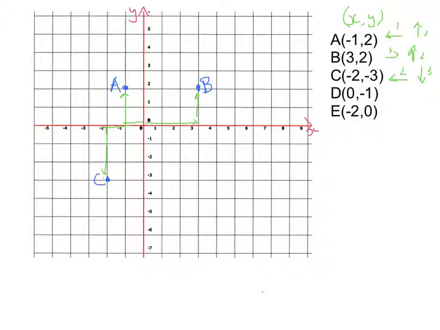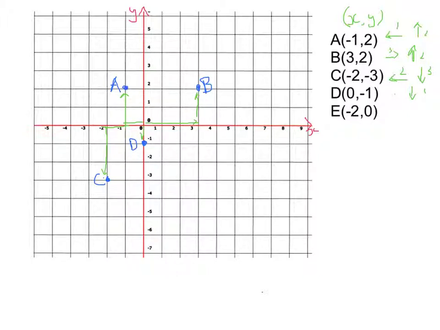For point D, the x-coordinate is 0, so we don't move left or right. The y-coordinate is -1, so we go down by 1. So we come down to here. That will be our point D.